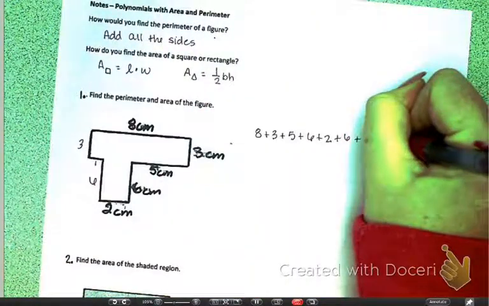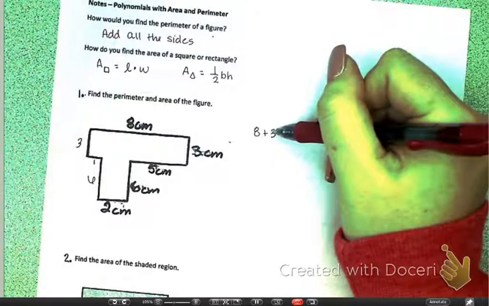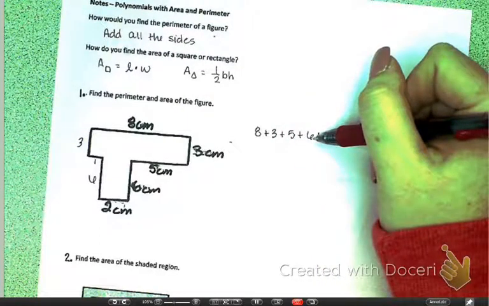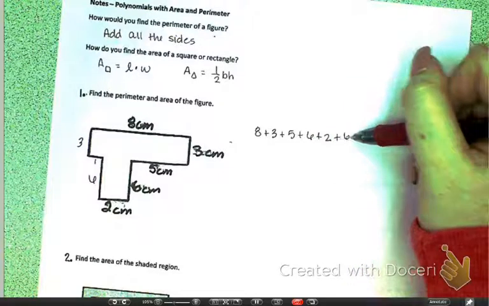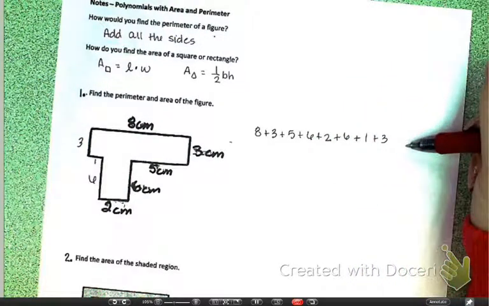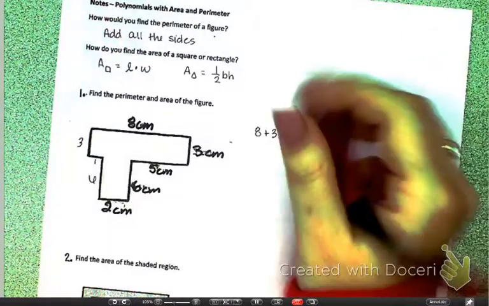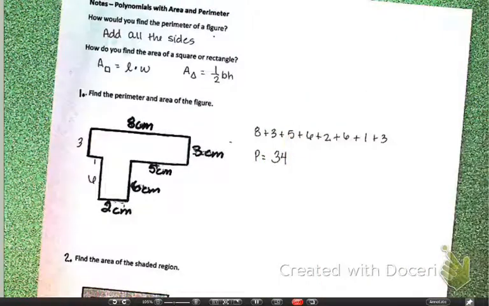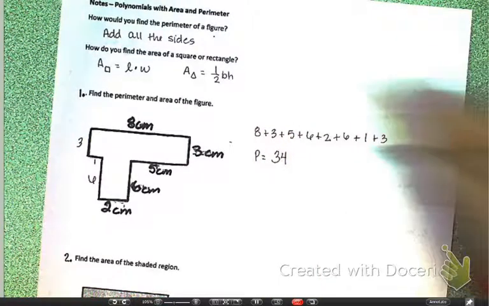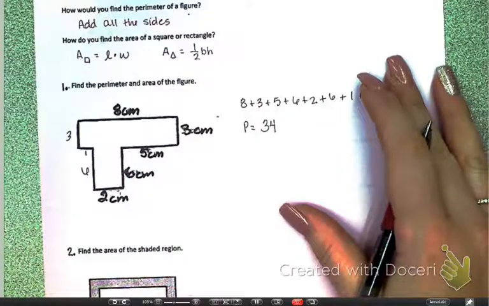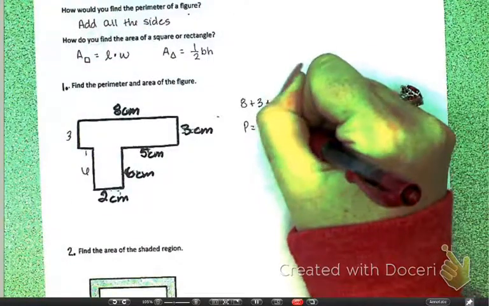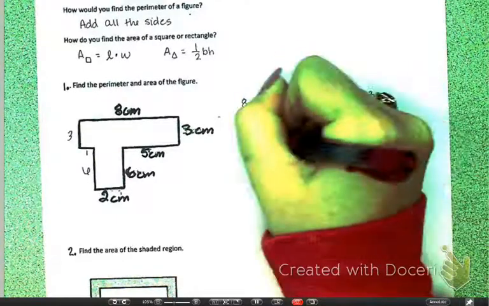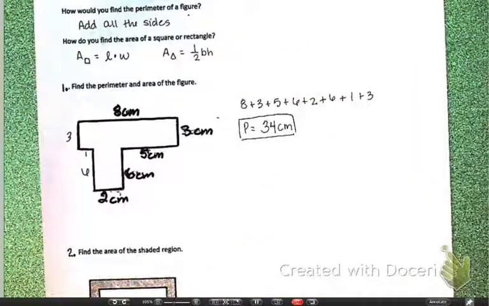So if I add all of that together, 8, 11, 16, 22, 24, 34. Did you get 34? Okay. And for perimeter, who remembers what your units are? What would my units be? 34 what? Centimeters. And do I leave it just like that? Yes. Okay, so 34 centimeters is my perimeter.